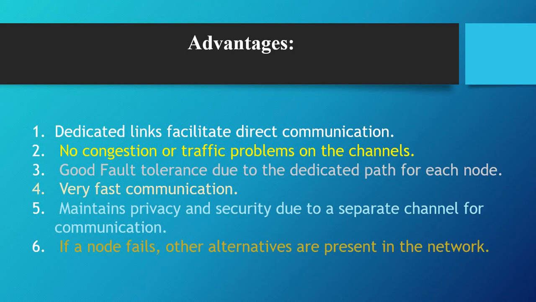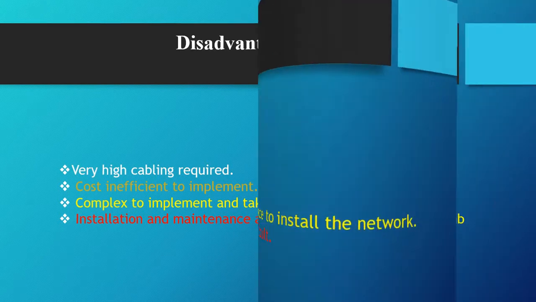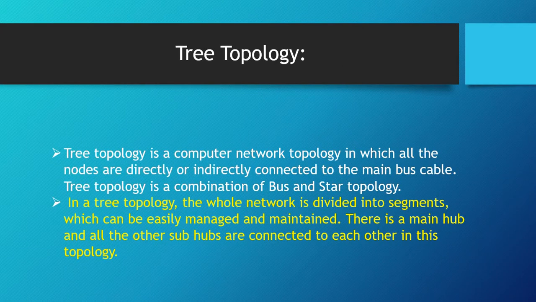As all of you know, coins have two sides, so advantages as well as disadvantages are also there. So now let's focus on the disadvantages of mesh topology. Very high cabling required, cost inefficient to implement, complex to implement, and it takes large space for installation, as well as maintenance is very difficult within mesh topology.